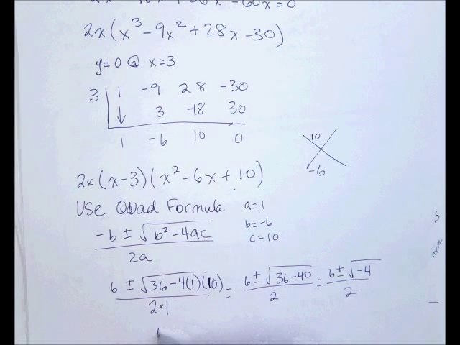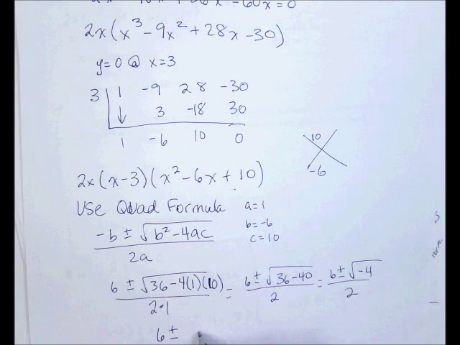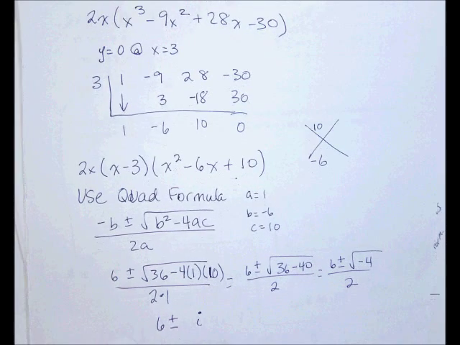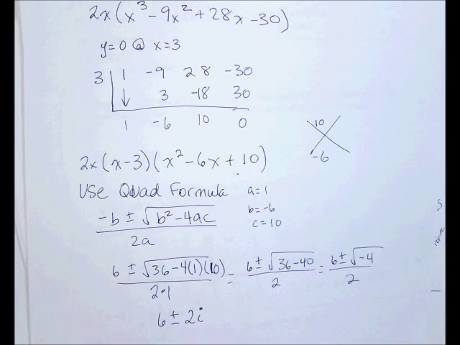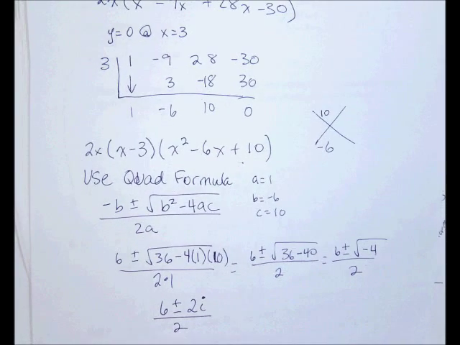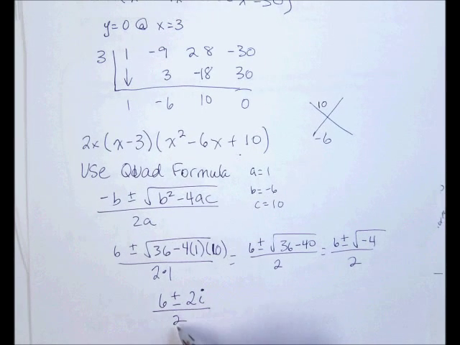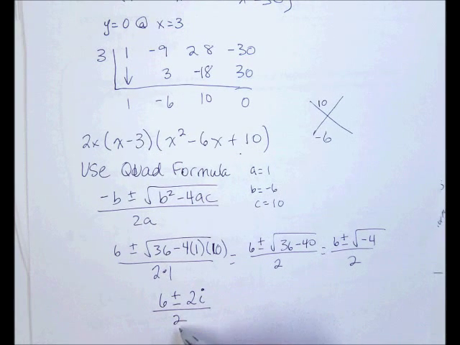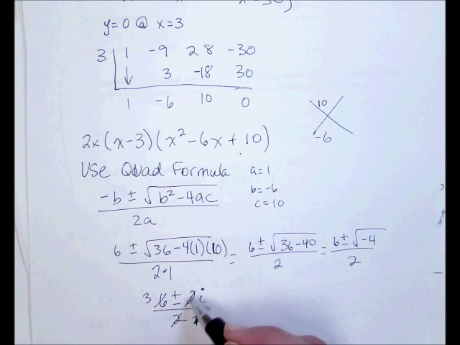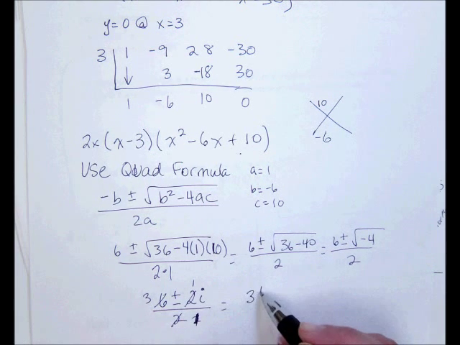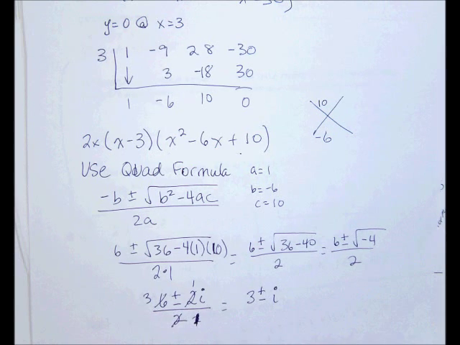So at this point, I keep the 6 plus or minus. I factor out a -1, and that is i. I take the square root of 4, and that is 2, and I'm still dividing by 2. So I can simplify from here. I can divide everything by 2. So that would be 1, 3, and 1. So I'm left with 3 plus or minus i.